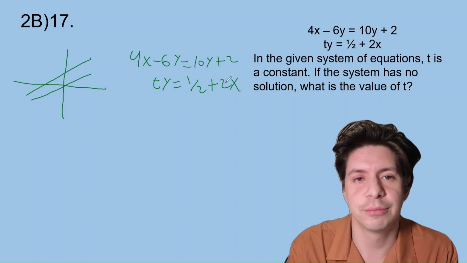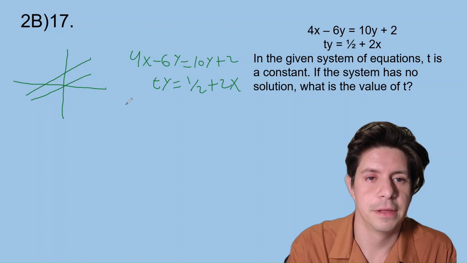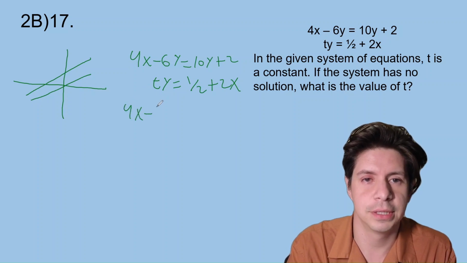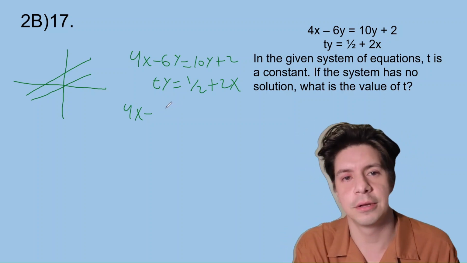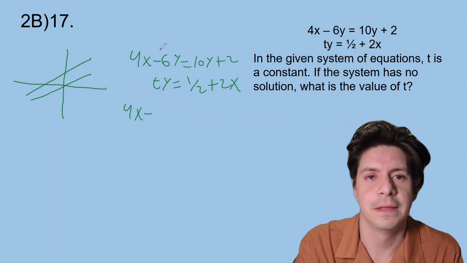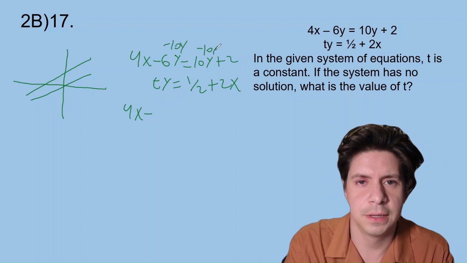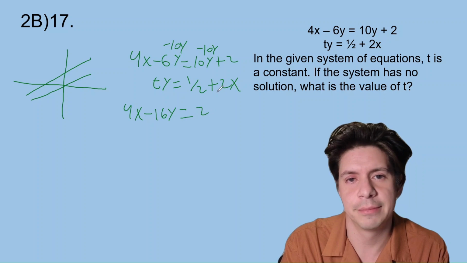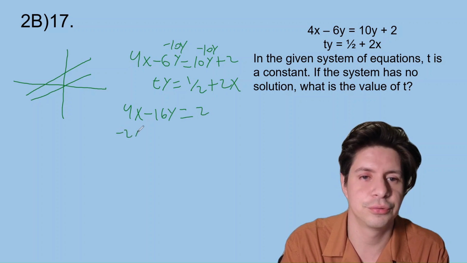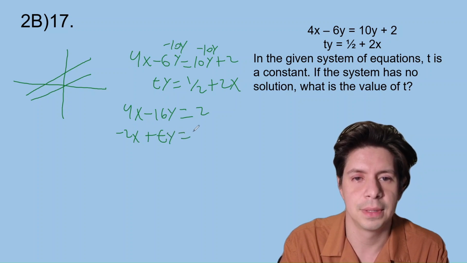So what I'm going to do is move the x over and see what that gets us. Well, actually, for this one, I'm going to move the 10y over. So I'm going to subtract 10y from both sides. So it's going to be 4x minus 16y equals 2. And then I'm going to subtract the 2x, and I'm going to get negative 2x plus ty equals a half.